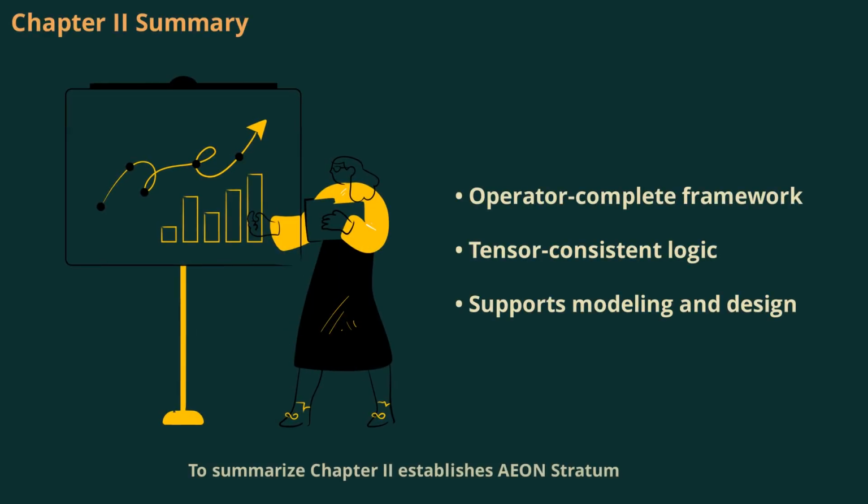To summarize, Chapter 2 establishes AEON STRATUM PRIME as a mathematically rigorous framework. It is operator-complete, tensor-consistent, and respects conservation laws. The internal logic is closed, supporting not only theoretical propulsion envelopes, but also numerical modeling and experimental analog design. With these foundations, the framework is well equipped to tackle the challenges of advanced propulsion and field manipulation.